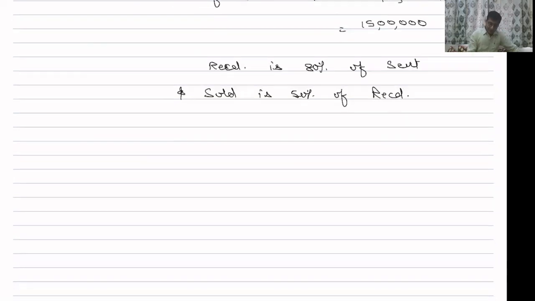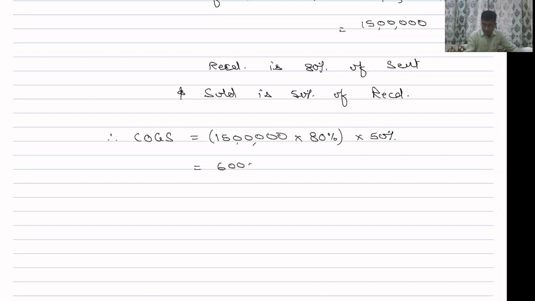Now, therefore, the cost of goods sold. Why I'm calculating the cost of goods sold in this case is because my profit is given with reference to cost. So my cost of goods sold is equal to 15 lakh ka 80%. This is received, but sold is only 50% of that or not? Ka 50%. That is cost of goods sold comes to 6 lakh rupees. Correct?